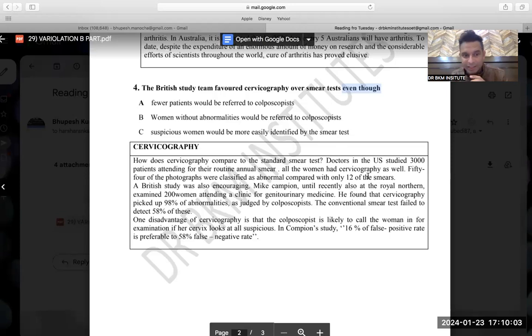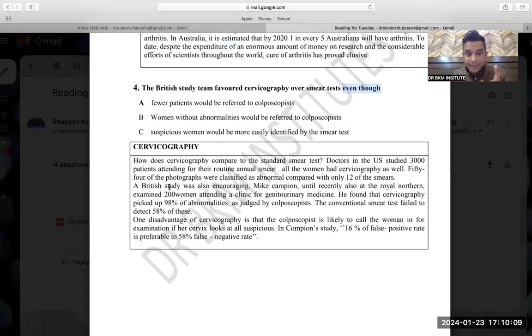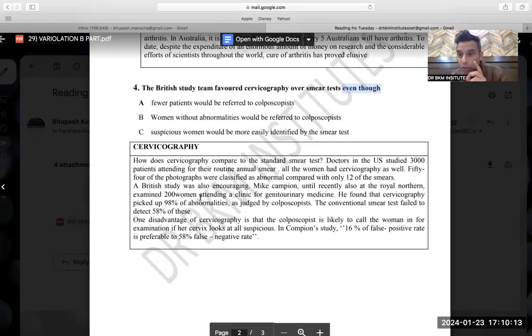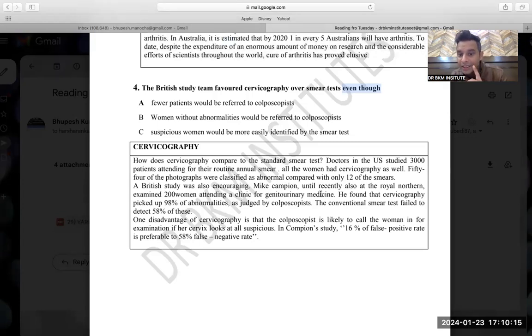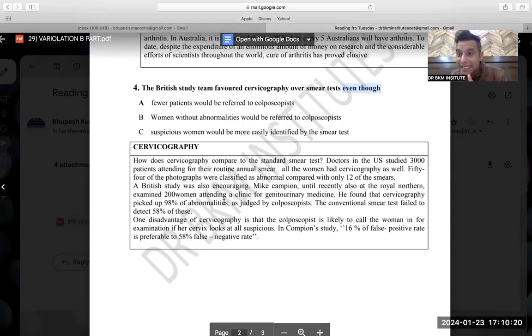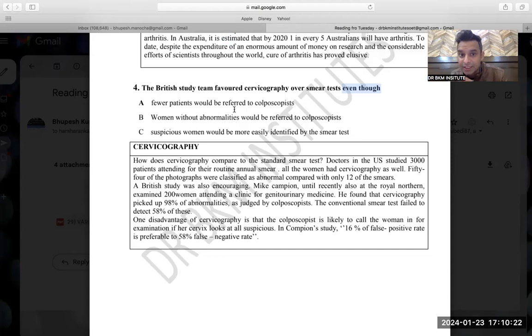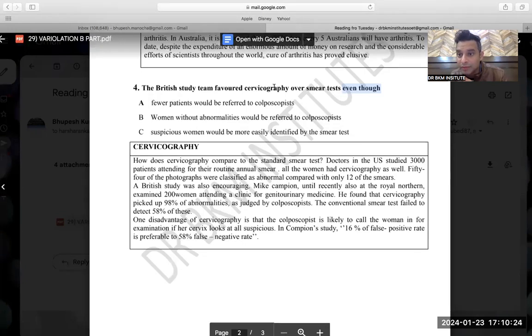So I don't have an answer in this. A British study, that is my question, British study, there my mind becomes more active. A British study was also encouraging. My companion, until recently at the Royal, examined 200 women attending a clinic for medicine. He found that cervicography picked up 98% of the abnormalities. That means it is talking positive about it.